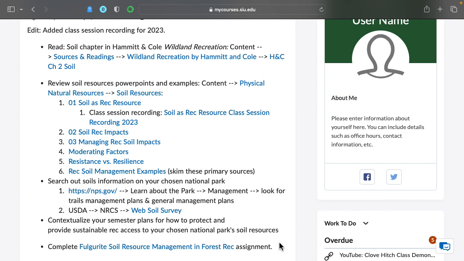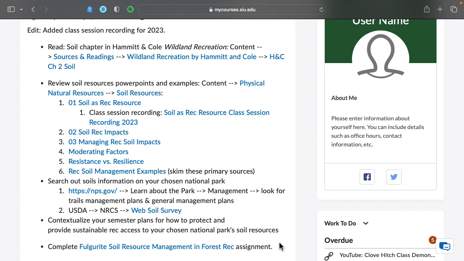So there's that, and then of course the PowerPoints: advertise the resource, impacts of that resource, moderating factors, resistance and resilience for this particular class of resource, and then what to do about managing those.